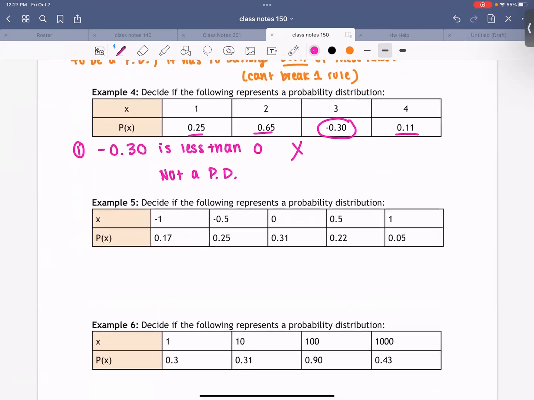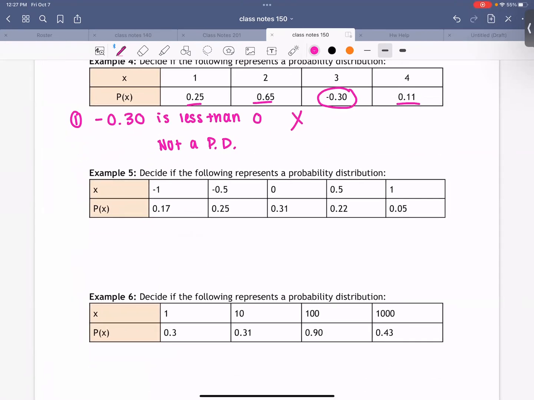Let's do another one. Okay, so example 5, we have another probability distribution. Let's check rule 1. Are all the probabilities between 0 and 1? Yep. Let's take a look. Well, there are negatives in here. So why does it follow rule 1 then?